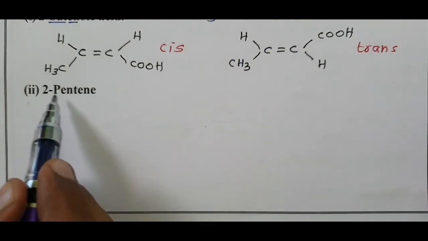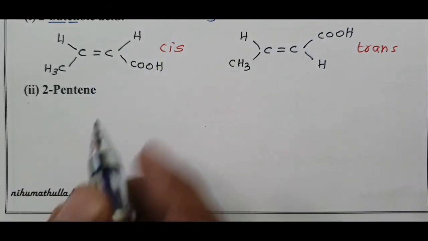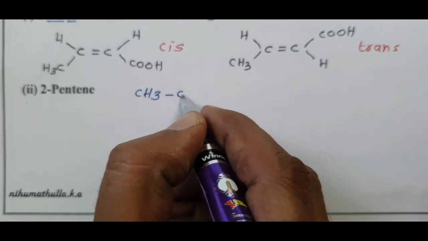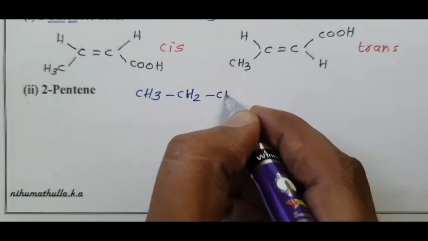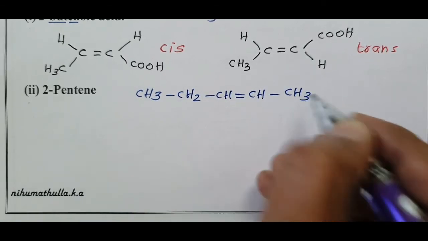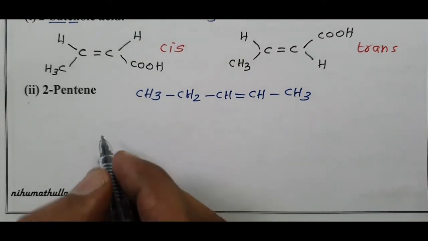2-pentene. Pentene means 5 carbon atoms. In the second carbon atom we have the double bond. So what is the molecular formula? CH3, CH2, CH, double bond, CH, CH3. This is 2-pentene. Now I write the cis and trans isomer depending upon the double bonded carbon atoms.